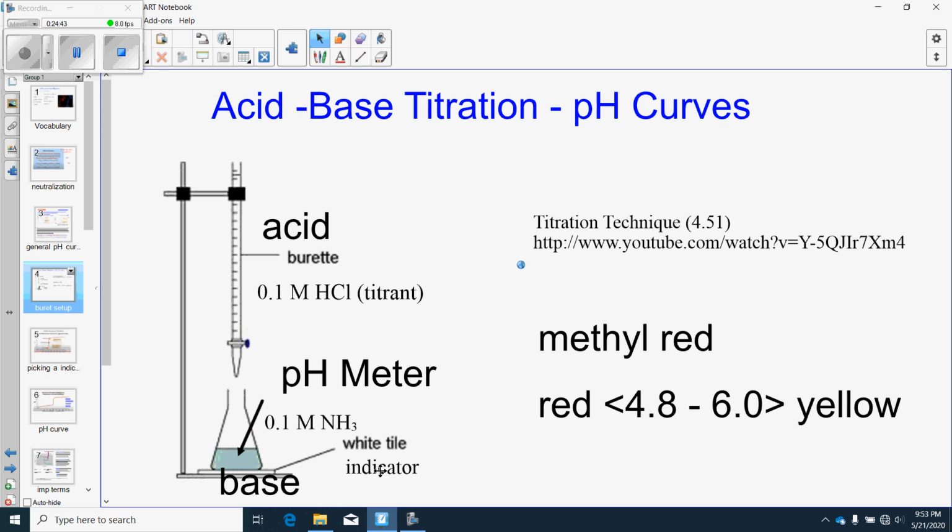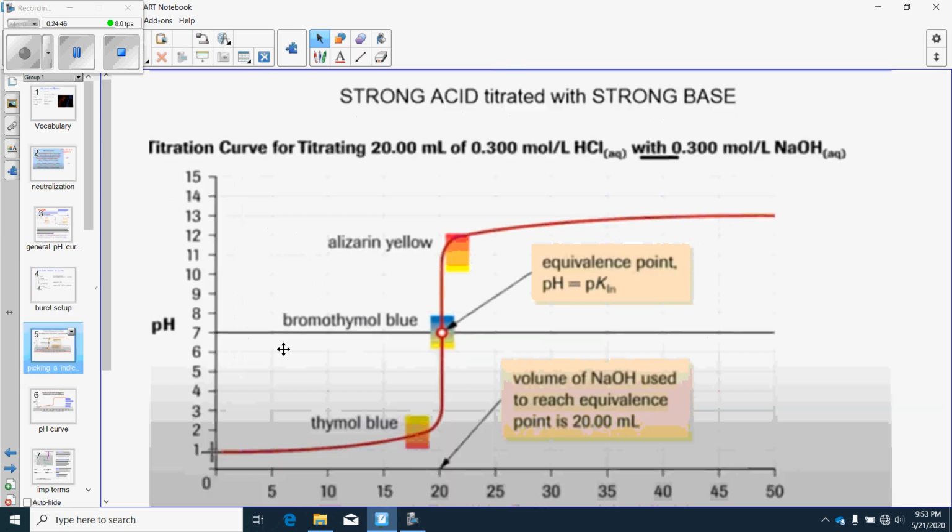Okay, so that's how indicators work. So here's an example. Here we have 3 indicators.